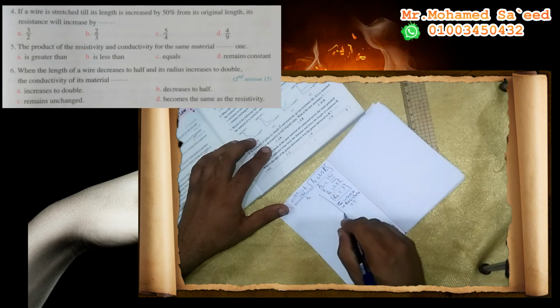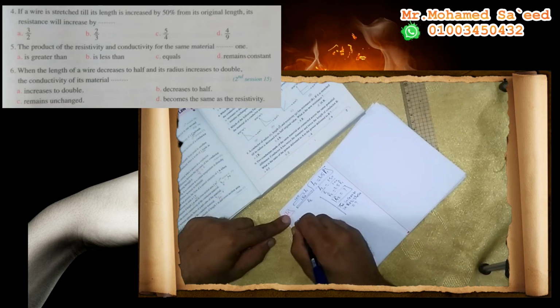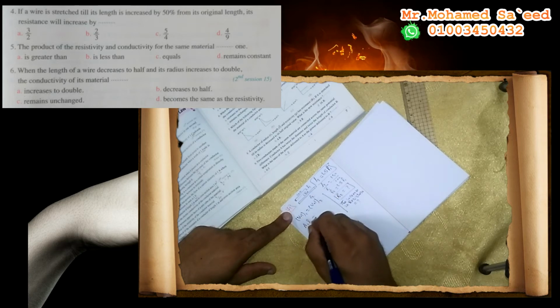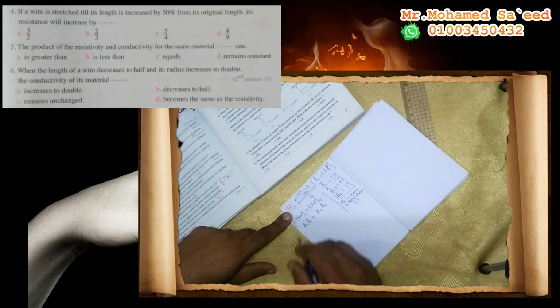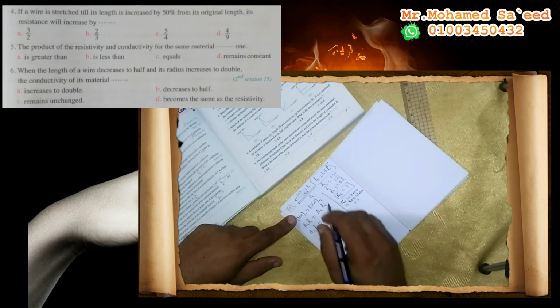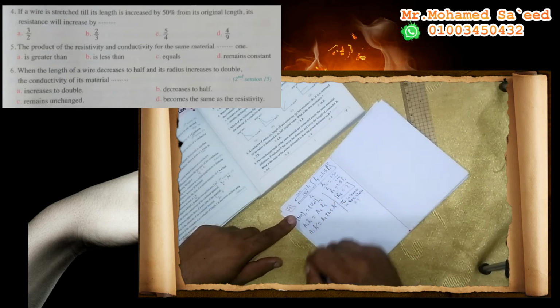Okay. When a wire is stretched, its volume doesn't change. So volume in first case equals volume in second case. Volume equals cross section area times length, so A1 L1 equals A2 L2. A1 L1 equals A2 times 1.5 L1. We replace L2 by 1.5 L1. L1 cancels with L1, so A1 equals 1.5 A2.